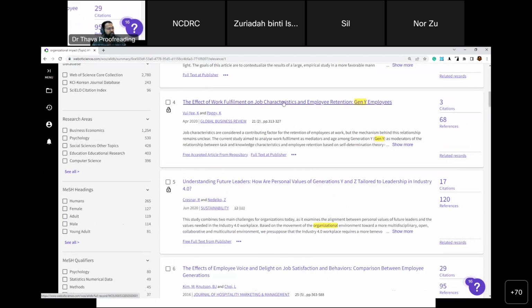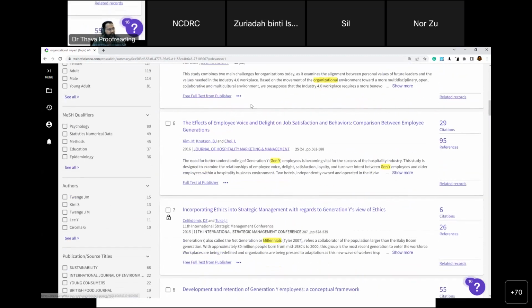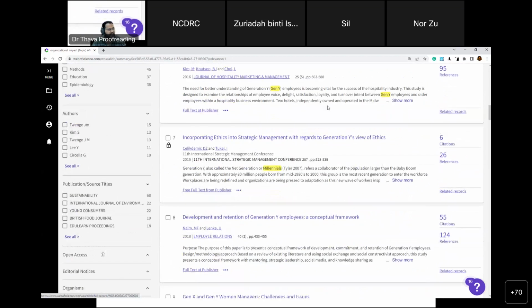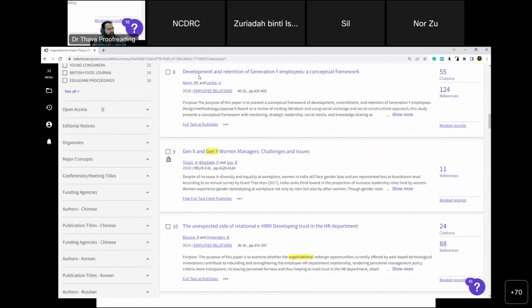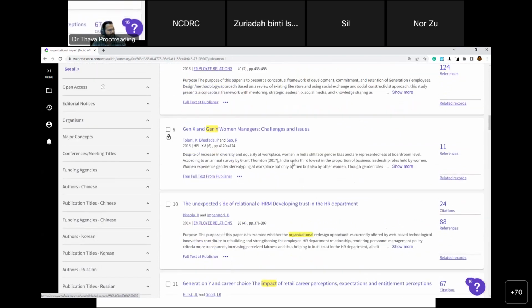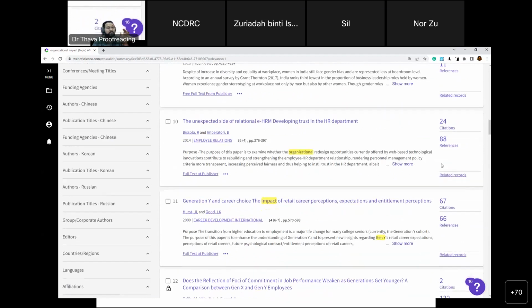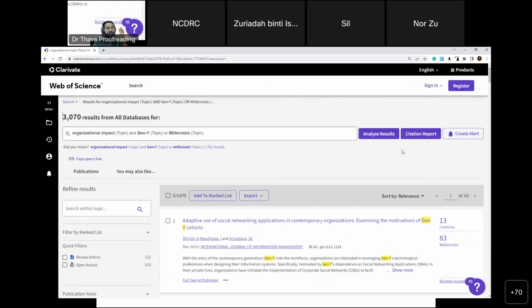Effect of work fulfillment, job characteristics, Gen Y employees, definitely. Understanding future leaders, absolutely. All related. Effect of employee voice and job satisfaction, definitely. Incorporating ethics strategy management regards to generation-wise view of ethics, yes, absolutely. Development and retention of generation Y employees. Generation X and Y, Gen Y women managers. So all are related papers. That's why the search string is very important. So we only look at the related papers only.